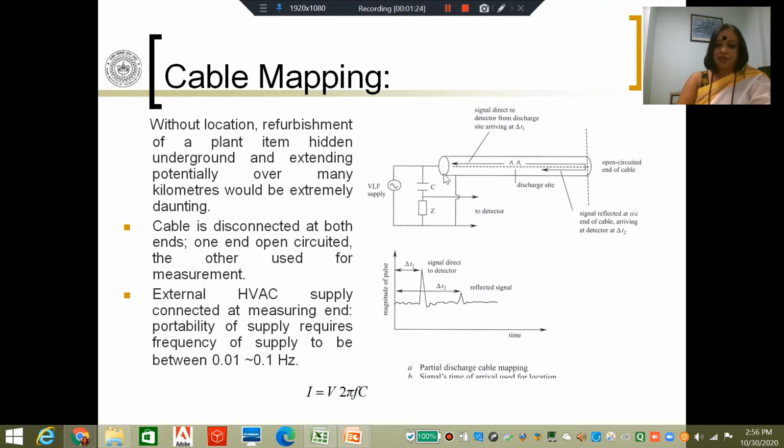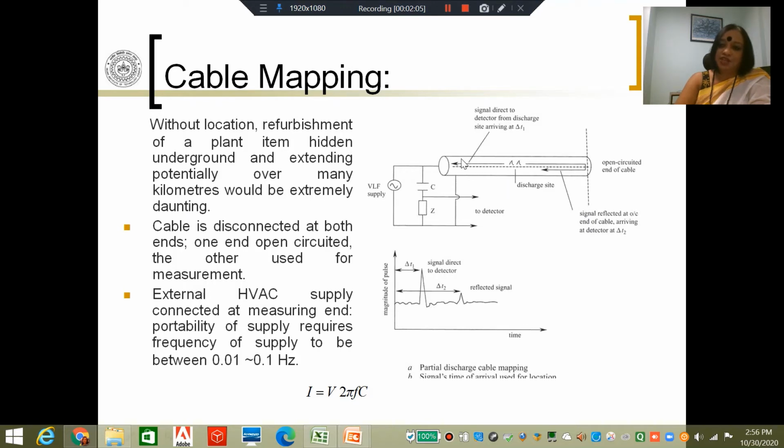And when we energize this, there would be a signal. Here we have a C and we have a Z in series. Across the Z, we tap out the signal and this signal goes to the detector. Now, when a signal is sent into the cable and reaches the discharge site, from the discharge site a signal travels to both ends of the cable. Now, if your detector is on this side and this side is open circuited, there will be a direct signal which will be reaching the detector directly.